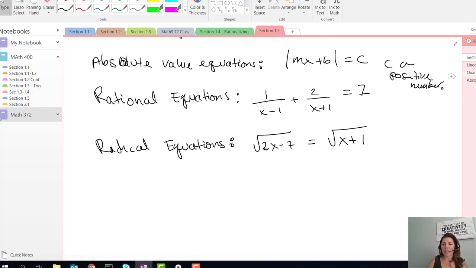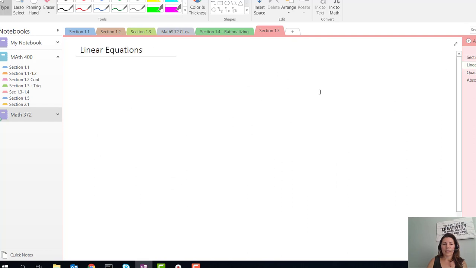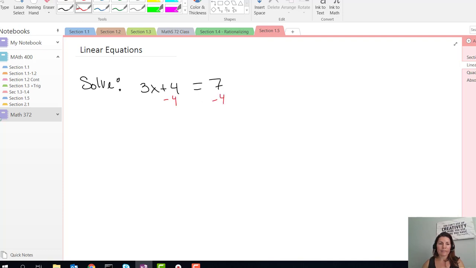So let me start with linear equations. So for linear equations, we're going to start with an example. So let's say I want to solve something like 3x plus 4 equals 7. And here, this as a review from your algebra class should hopefully be not too bad. So we're going to have 3x equals, subtract 4 from both sides, you get 3. Divide both sides by 3, and you get that x is equal to 1.